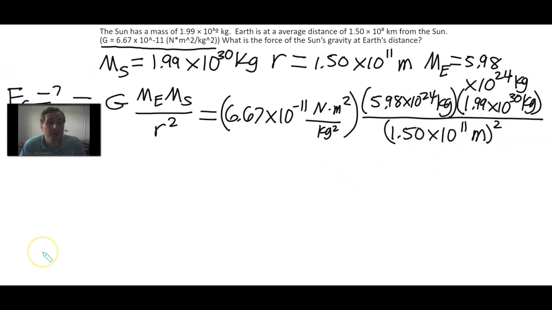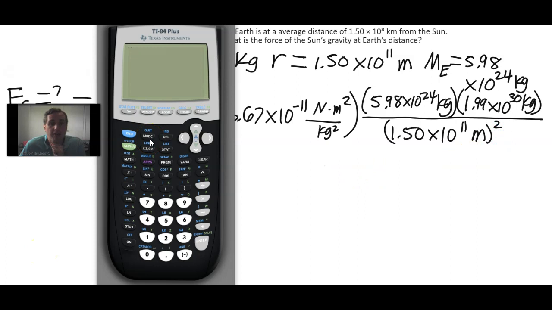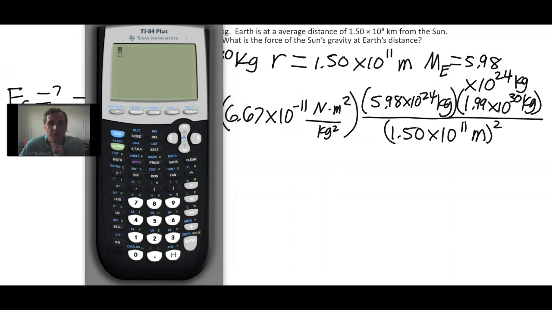Okay, so let's go ahead and put this in our calculator. Let's make sure that when we go to mode, we're in scientific notation mode. Let's second quit, and then let's do alpha F1 and get a fraction stack. And let's make sure we put these values in properly.